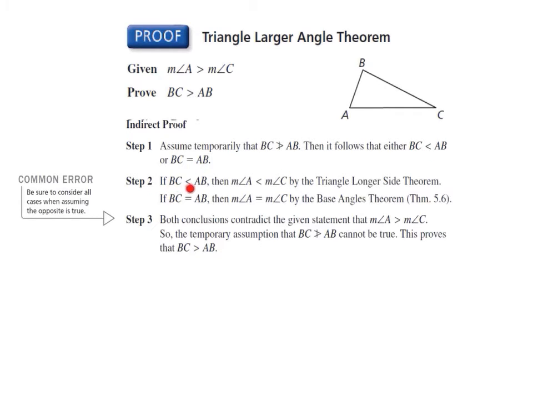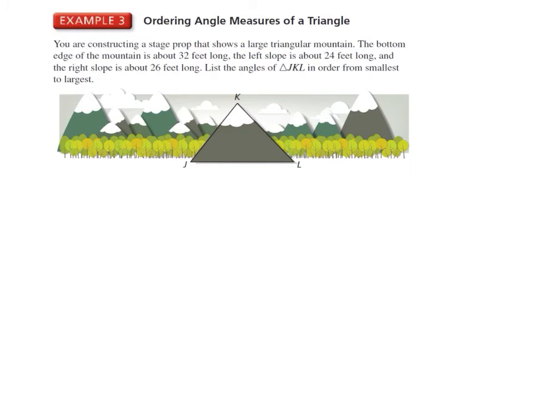So our second step, if BC is less than AB, then measure of angle A must be less than measure of angle C by the triangle longer side theorem. If BC is equal to AB, then measure of angle A equals measure of angle C by the base angles theorem that we learned in chapter 5 for an isosceles triangle. Step 3, both conclusions contradict the given statement that measure of angle A is greater than measure of angle C. So the temporary assumption that BC is not greater than AB cannot be true. This proves that BC is greater than AB. So a common error to watch out for is be sure to consider all cases when assuming the opposite is true.